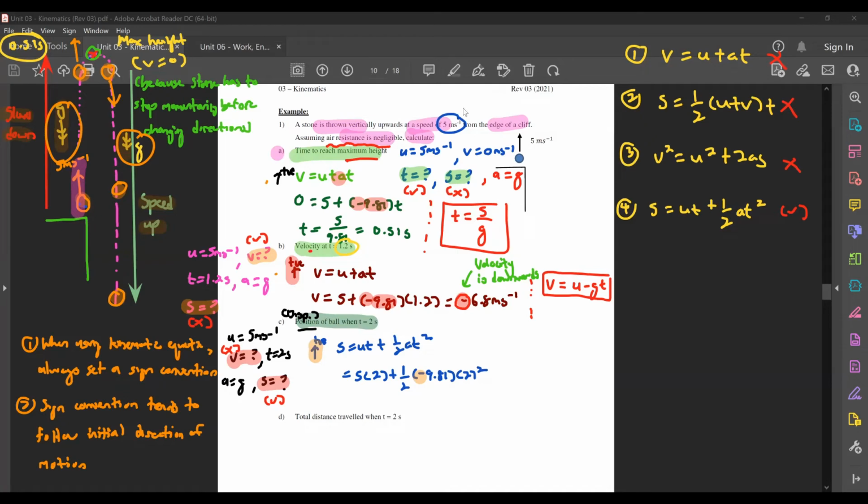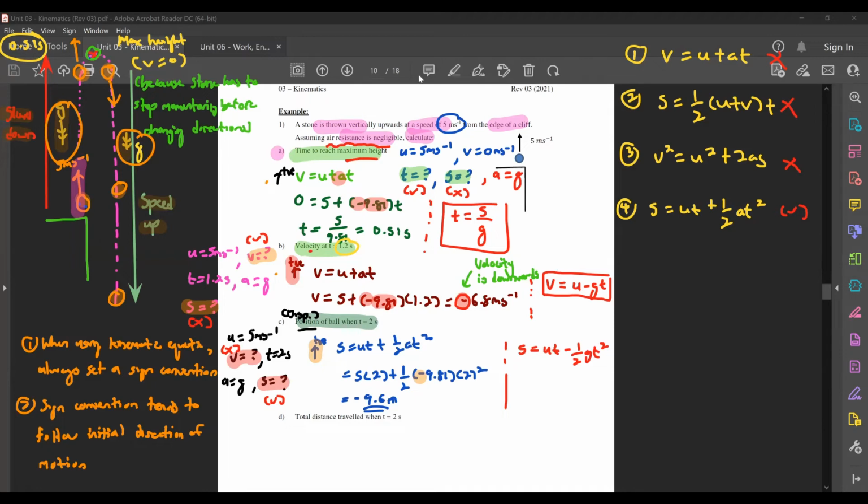Now, if you go and calculate everything, you're going to get 5 times 2 plus 0.5 times negative 4 times 9.81 times 4. You're going to get the answer as negative 9.6 meters. Okay, now if I do it the EJU style, this one will just be s equals ut minus half gt squared, just like that.